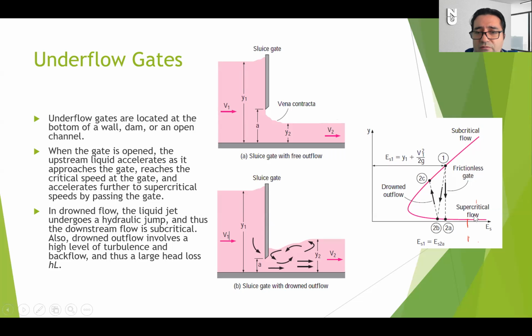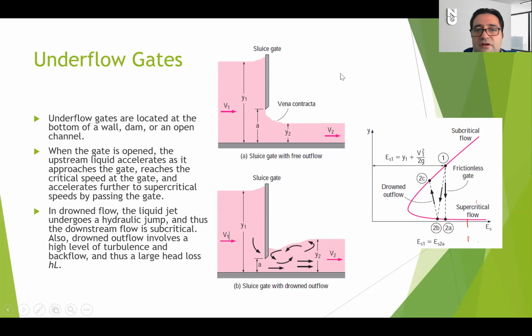So simply, what's happening here? Let's have a look. This is our specific energy diagram, and this is the original position of the water flow on the left side, in the upstream flow. This is y1, and this is the total energy you have. If there is no friction in the gate, you will experience subcritical flow turning into supercritical flow. This is a flow-changing device, and you will end up with position 2A.